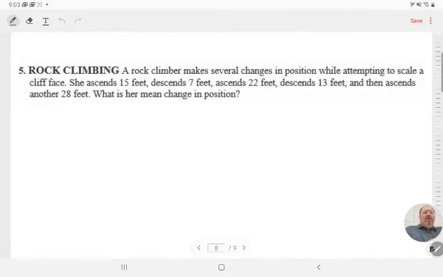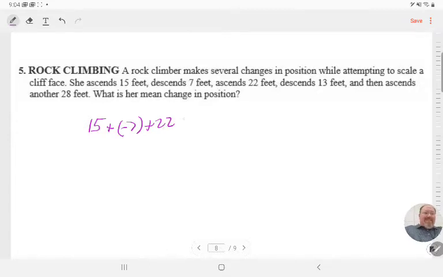Okay? Now pause, try this one, and when you come back, we'll see how you did. All right. So we have a rock climber making several changes in position while attempting to scale a cliff face. So she ascends 15 feet. So that's a positive 15. She descends 7 feet. So that's a negative 7. She ascends 22 feet. That's positive.